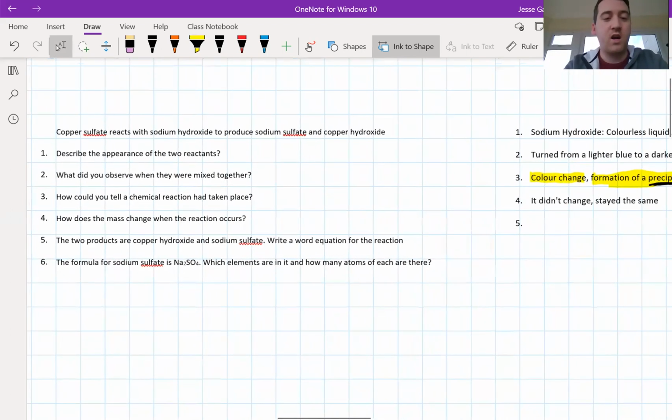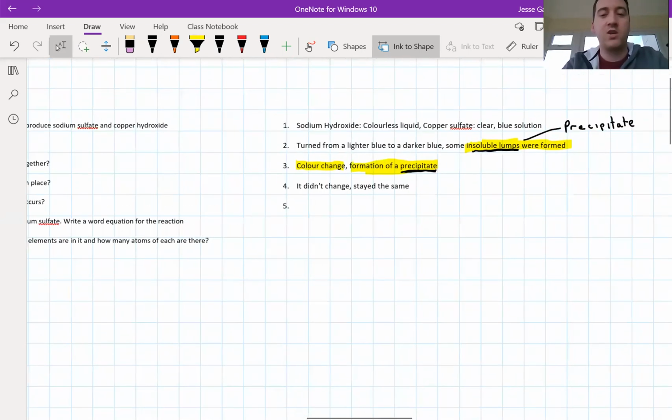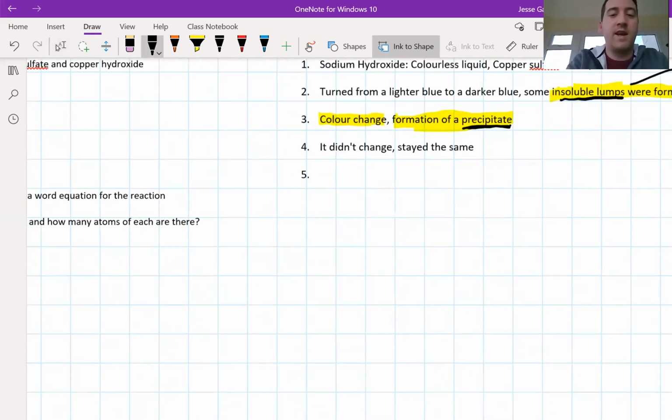The 2 products are copper hydroxide and sodium sulfate. Write a word equation for this reaction. Okay, so think about what we're mixing together. Sodium hydroxide.